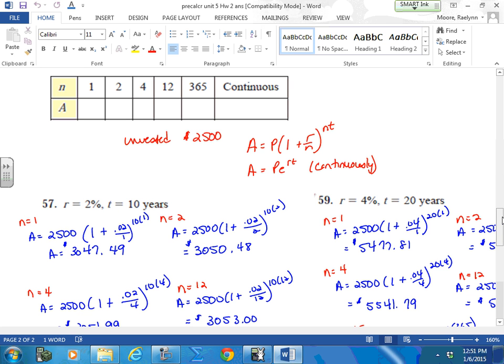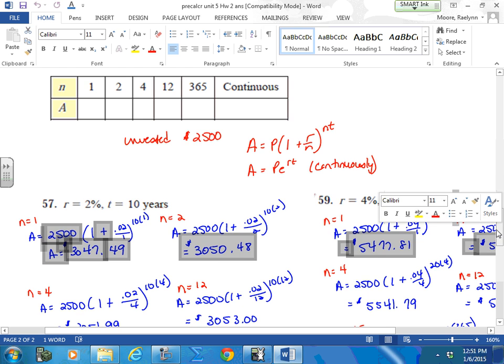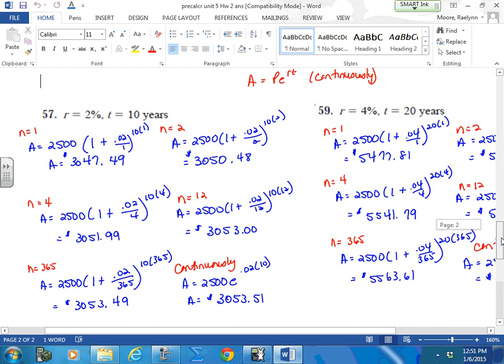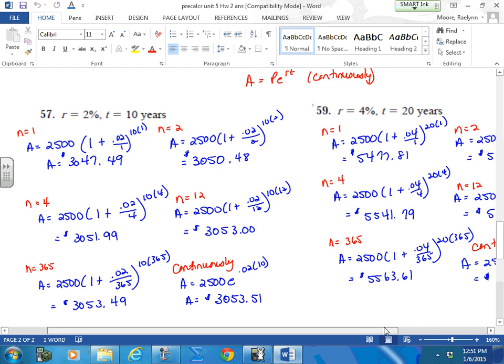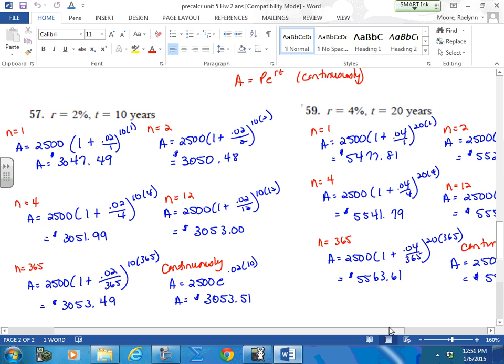But what you're doing here is you're changing your n, how often you compound this. So what it's asking you to do is take these pieces, put this in. You're changing your n. How many times do you compound this information?